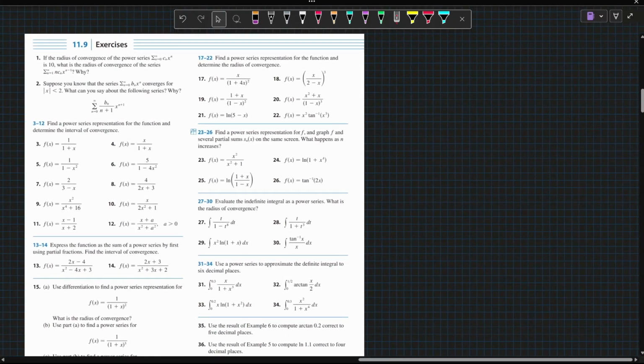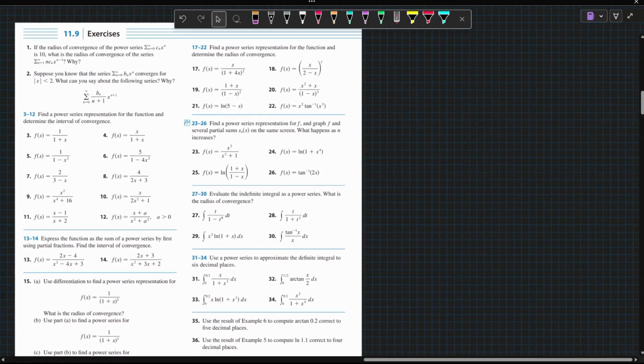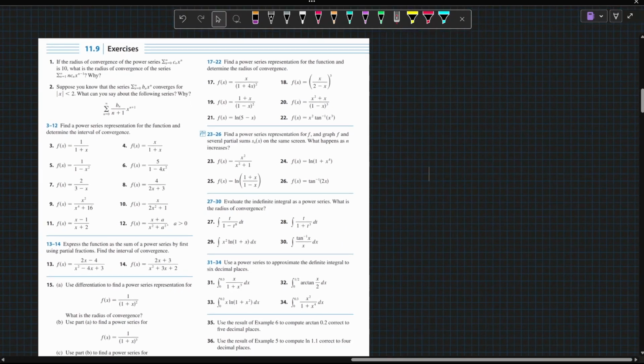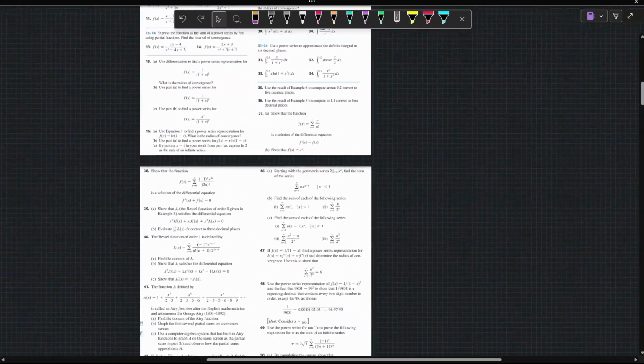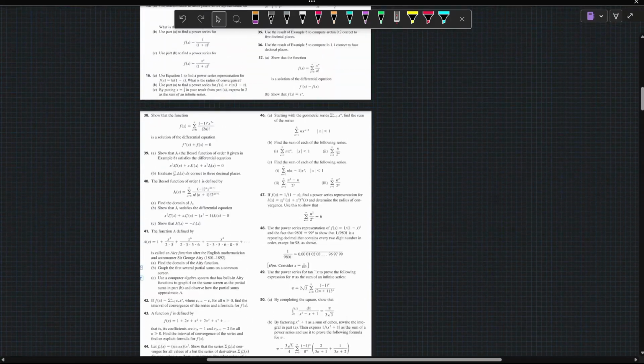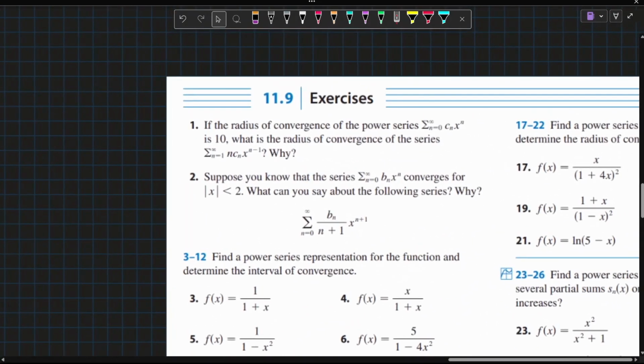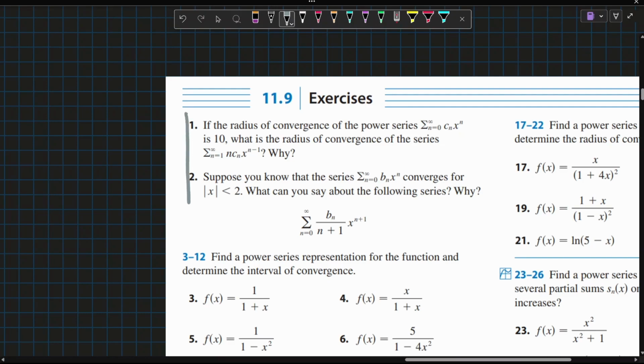Power series and functions. It's chapter 11.9 in the, I forget what textbook, but it's chapter 11.9. We'll try and do all of these. Quite a few, some of them not necessary, but we'll try. Okay, so we'll begin with these first two.